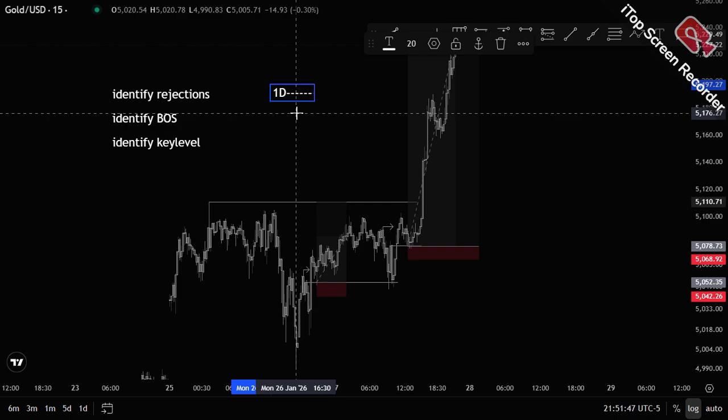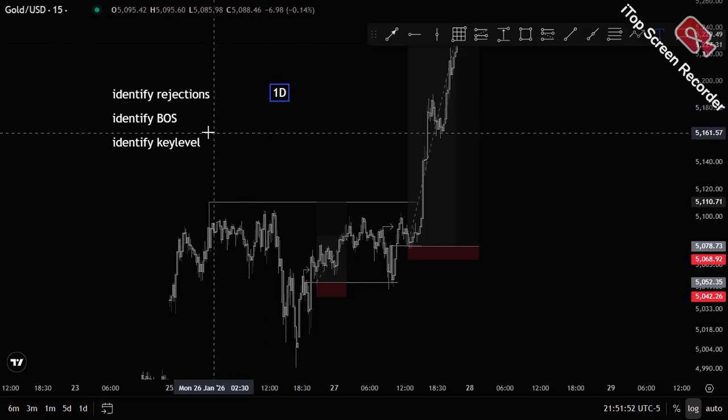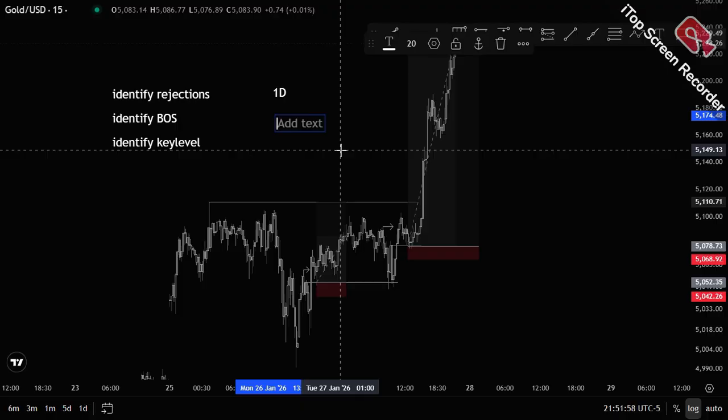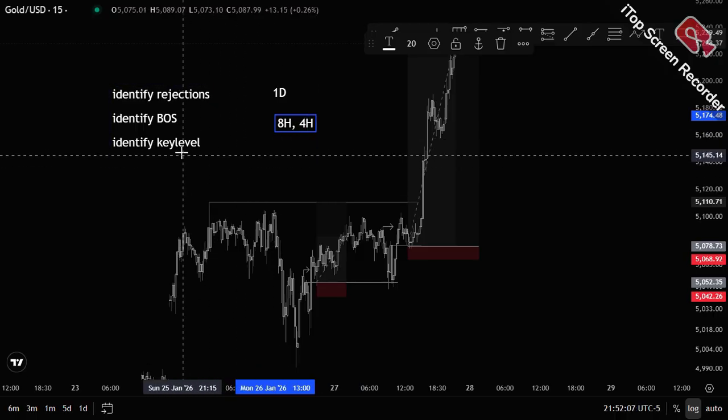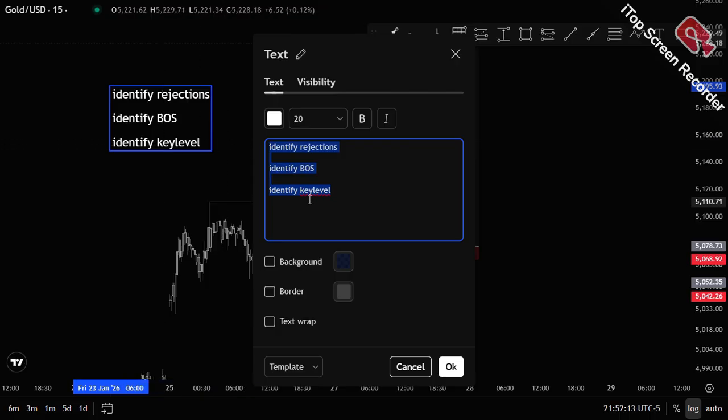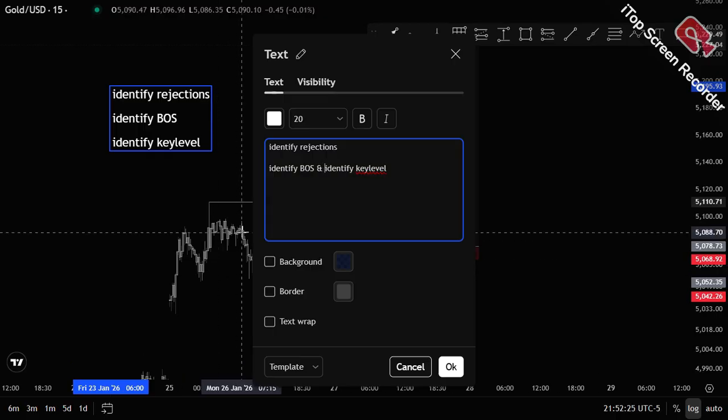Okay, let me do this. So this is 1 day to identify rejection. Then we have 8 hours here. If we have this in 8 hours or 4 hours for our break of structure and key level, I think these two work hand in hand when it comes to the chart. They work hand in hand together.